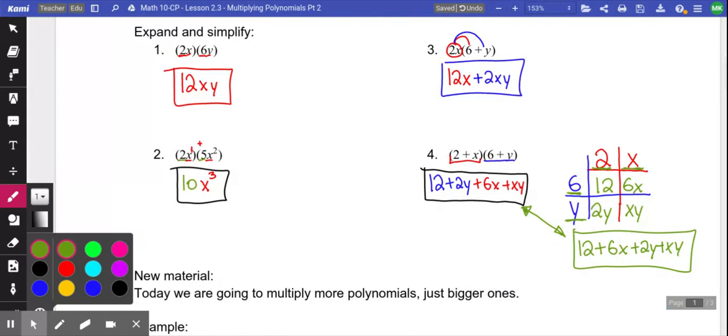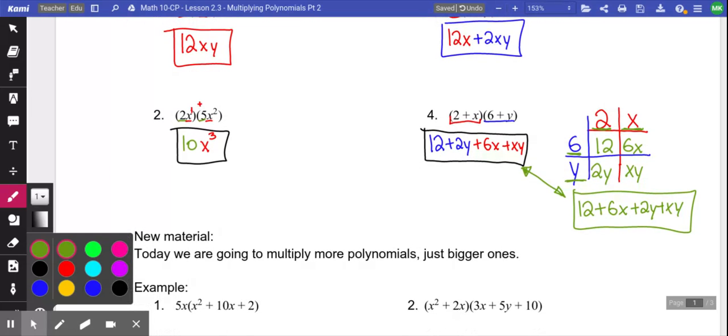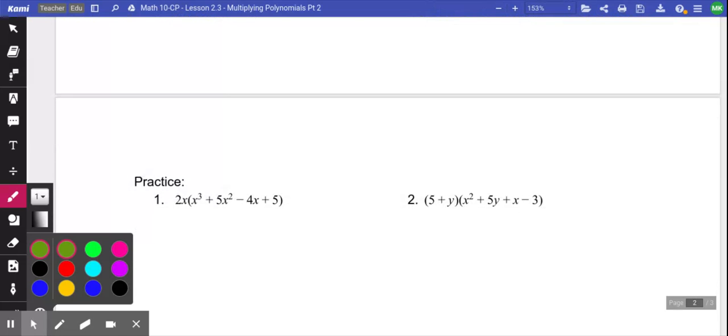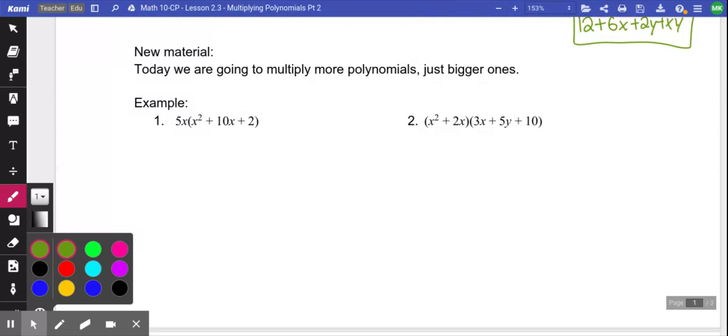Cool. Today, what we're going to do is we're basically just going to practice more multiplying. It's going to be the same stuff, just bigger questions. So the last lesson, the biggest we ever did was a binomial and a binomial. Today, we're going to do all the way up to, I think, a trinomial times a trinomial. Oh, no, just bi times tri.